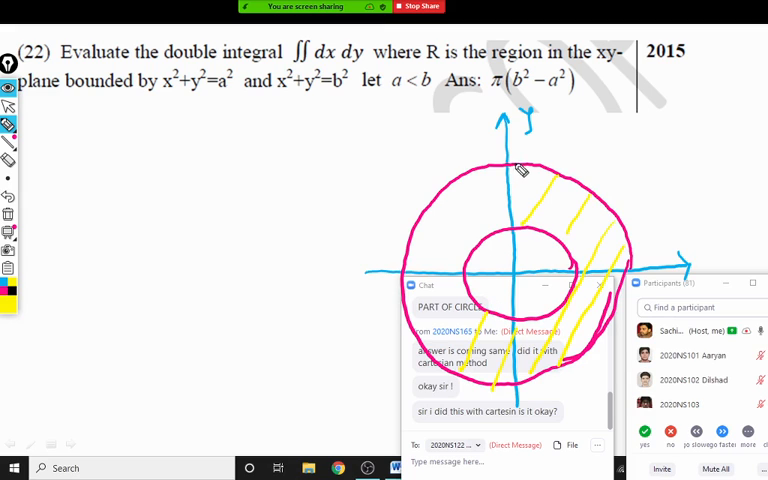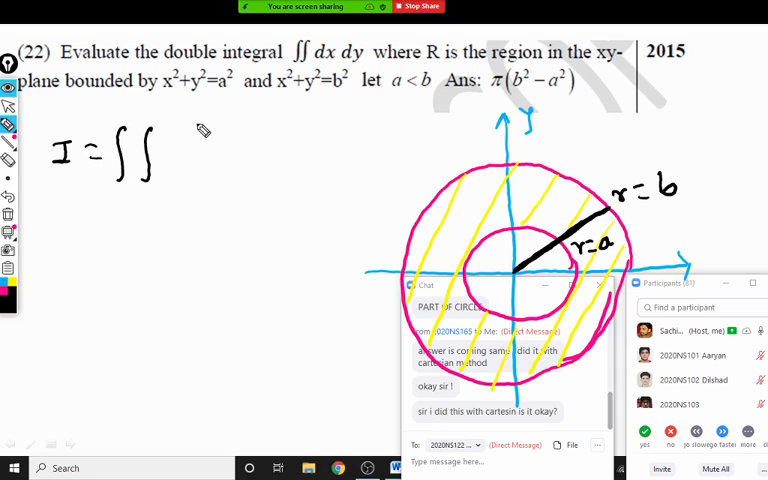Now the boundaries of the region are circles, na? So it is better to transform it into polar form. Now tell me the limits of r then. a to b. Correct. This is r equal to a and this is r equal to b. Good, very good. So I will write this double integral dx dy as r dr d theta, with limits of r from a to b.